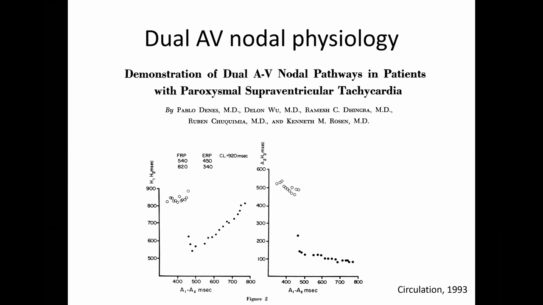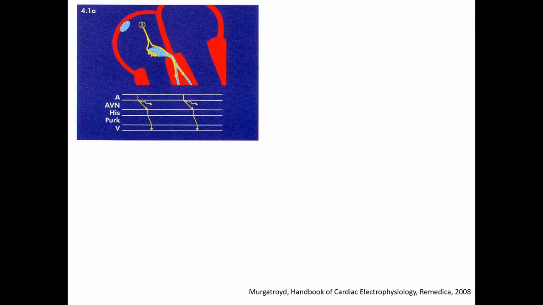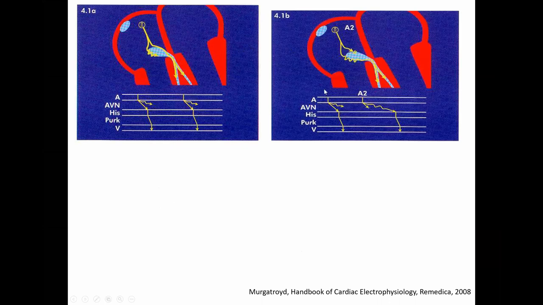Dual AV node physiology: this is one of the first papers discussing it. Conceptually, if you've got a pacing extra stimulus at a constant rate, usually it goes from the pacing stimulus down to the AV node, delays as it goes across the AV node, and then down to the ventricle, with quite fast conduction. So that's normal. Then you're pacing at the same rate, but you put in an early extra stimulus. It blocks in the fast pathway, so it can't conduct there. But the extra stimulus can conduct through the slowly conducting circuit, the slow pathway, with much longer conduction across the AV node and then down to the ventricle.